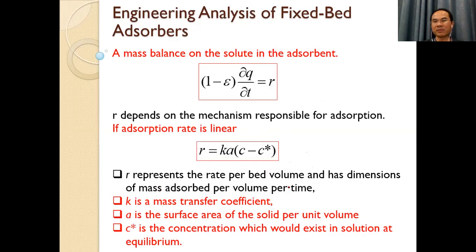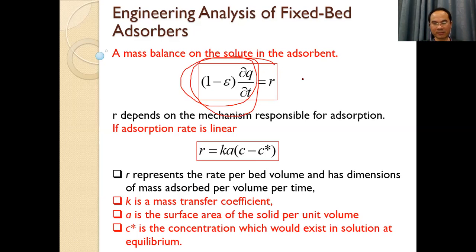The mass balance of solute in the sorbent. Previously, we talked about the mass balance in the solution. But now, we talk about the mass balance of solute in the sorbent. That means the accumulation of the solute on the sorbent is equal to the rate of adsorption. That's right. This is the accumulation of the solute on the sorbent surface equal to the rate of adsorption.